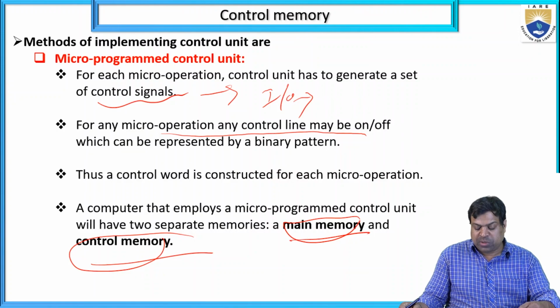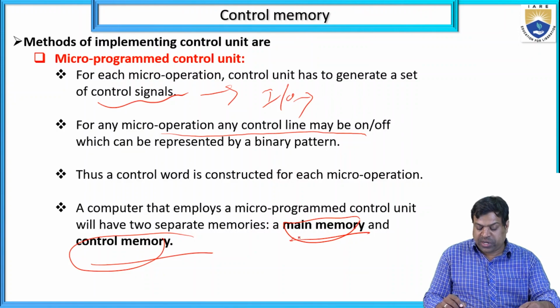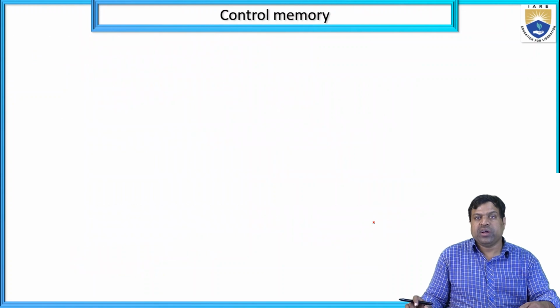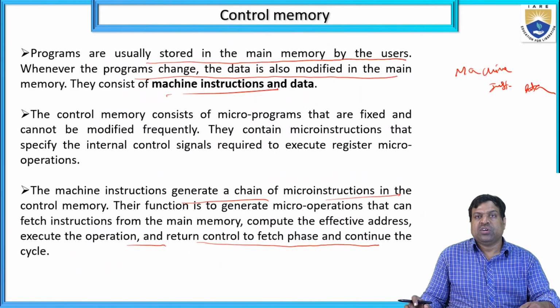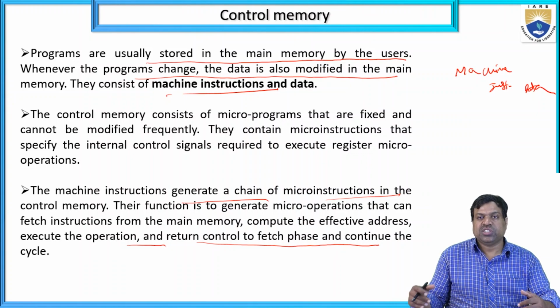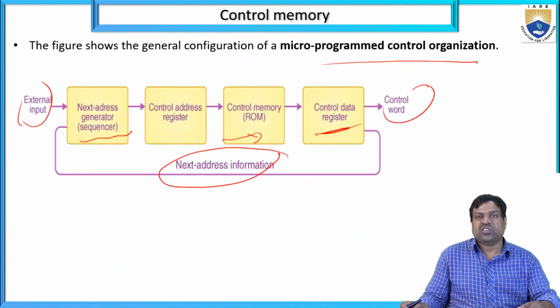A computer that applies a microprogrammed control unit has two separate memories, that is the main memory and the control memory. When I use the main memory of the user, the programs change and the data will be modified from the main memory. That is called the machine instruction of the data. That data will be changed, and the memory also will be changed. Like this, we call them micro instructions of the data. And it is another way of control unit, the microprogramming control memory.